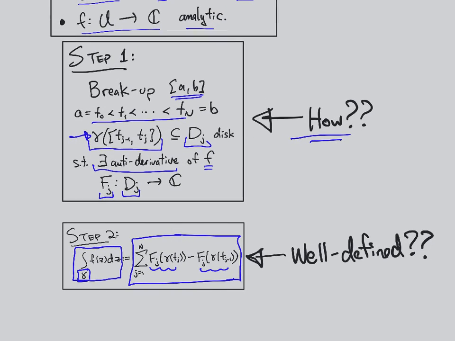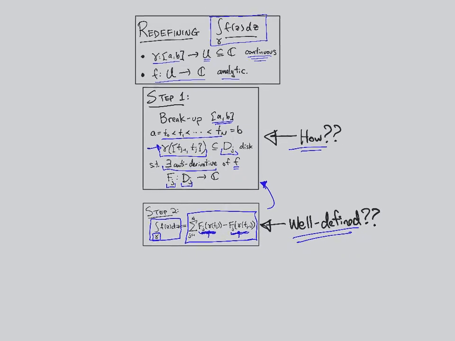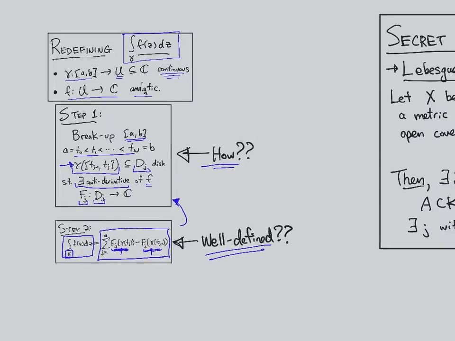But here we also have a problem. We don't know if this is well defined. We already did mention that this expression here doesn't depend on the choice of antiderivative on this interval, again, because antiderivatives are unique up to a constant, so if you change it by a constant here and here, it gets subtracted out. But it did depend on the manner in which we broke up our interval. So how do we address the construction in step one?